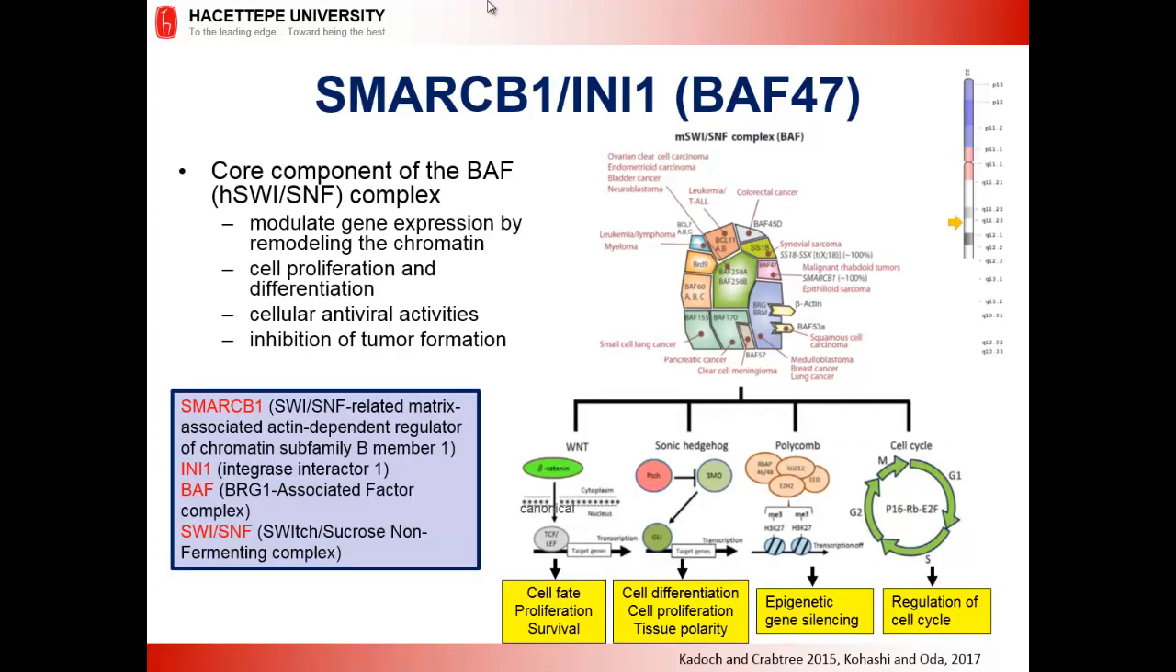So just to give a brief summary for INI1, this gene is located on the 22nd chromosome, in the long arm of that chromosome, and it's the core component of the BAF complex. And for the ones that are interested, these are the abbreviations of those names. This INI1 is a small protein of a very large complex, the BAF complex, that modulates gene expression by remodeling of chromatin. It has impact on different pathways like WNT, sonic hedgehog, polycomb, and cell cycle, and it has some functions in cell proliferation and differentiation, and even inhibition of tumor formation.